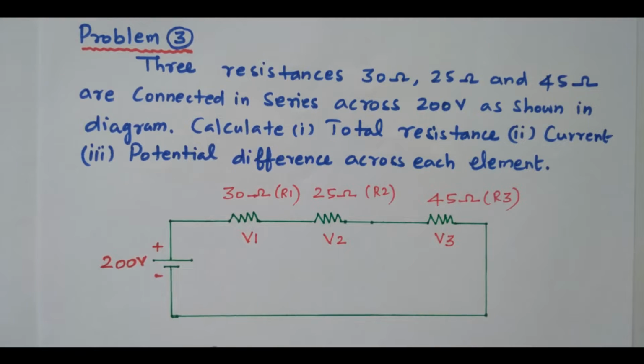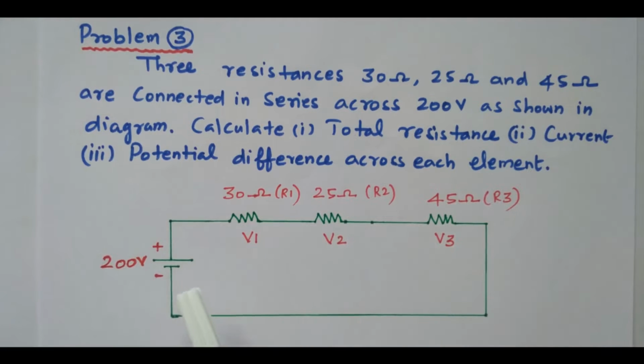In the third problem, there are three resistors available: 30 ohm, 25 ohm and 45 ohm. You can easily see that these are connected in series. The applied voltage is 200 volts. We'll take 30 ohm as R1, 25 ohm as R2, 45 ohm as R3. The voltage drop across 30 ohm is V1, across 25 ohm is V2, and across 45 ohm is V3.